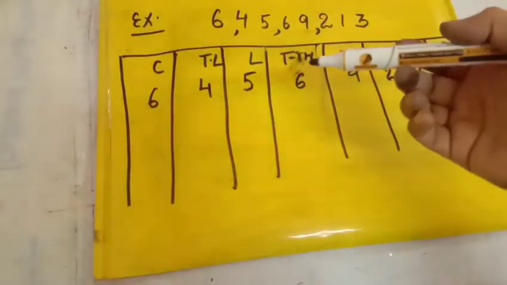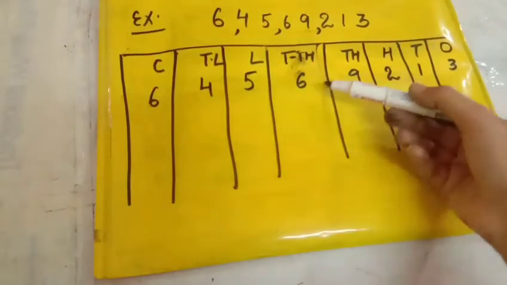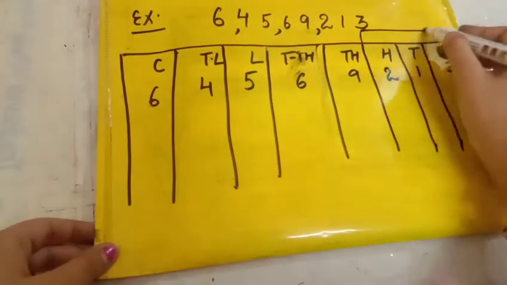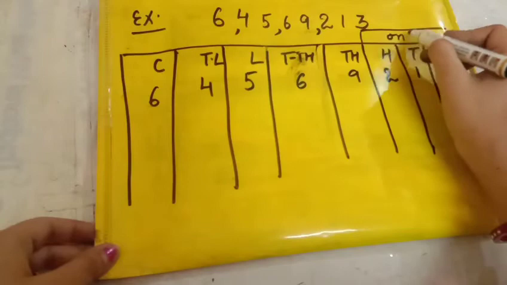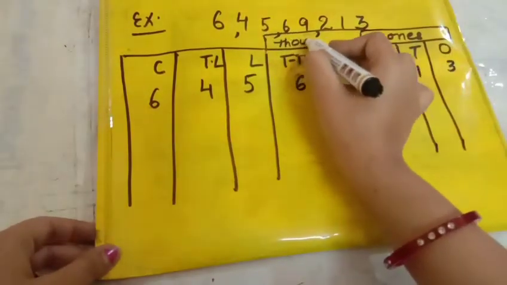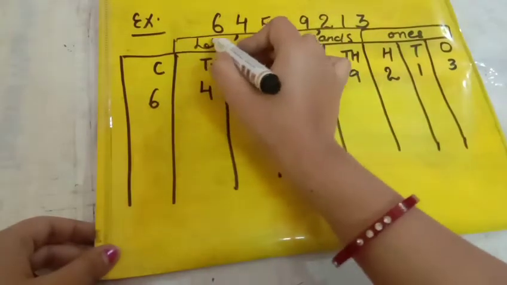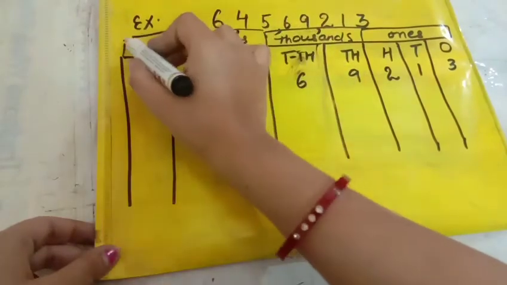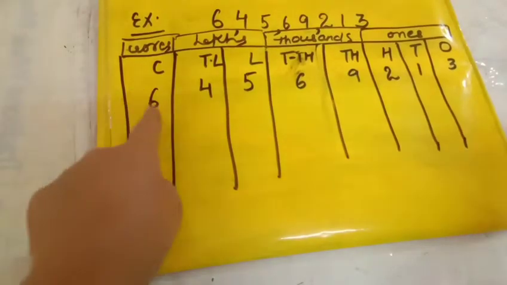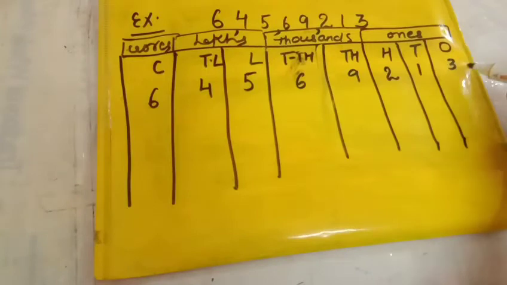So now let's read it. 6 crore 45 lakh 69,213. अगर हम बात करें इनकी पीरियड्स की तो ये आता है हमारा वंस पीरियड में, 1000 10,000 थाउजेंड्स पीरियड में आता है, लाख 10 लाख लैक्स पीरियड में, एंड जो करोड़ है वो आएगा हमारा करोड़ पीरियड. So 6 crore 45 lakh 69,213.